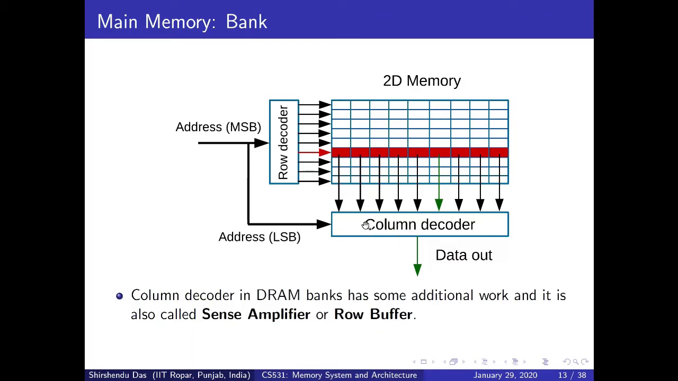So as I said, this is working as a column decoder as well as a row buffer, but there is another term that we normally use for this instead of row buffer, called sense amplifier. Sometimes it's called row buffer or sometimes sense amplifier. So there are two terms, and both will be explained later again.